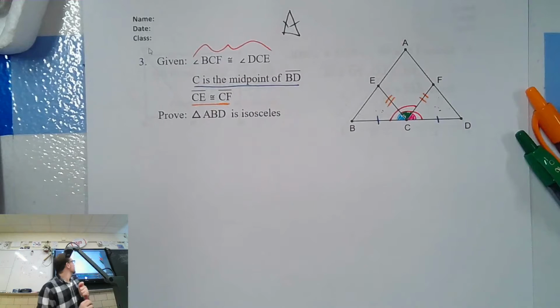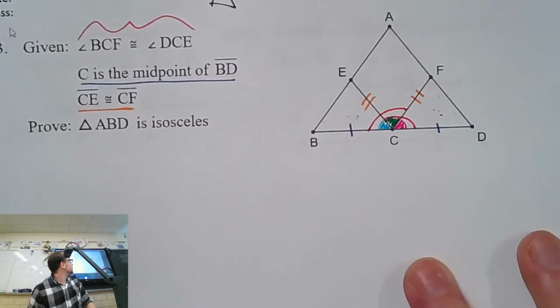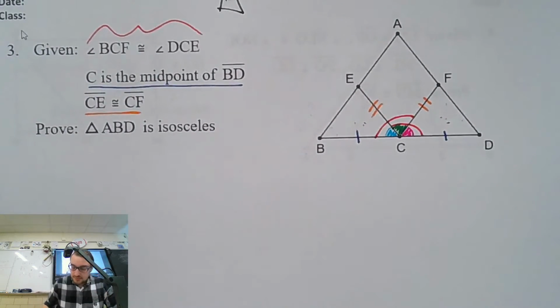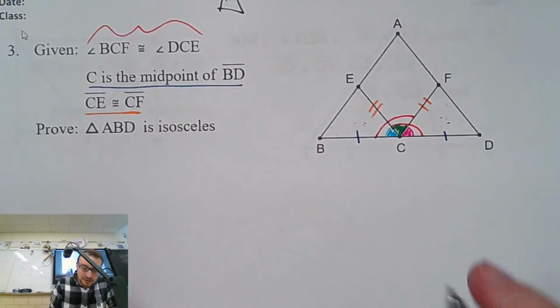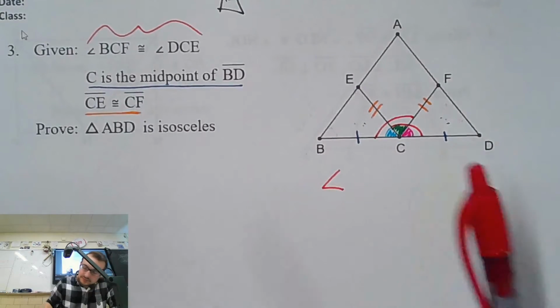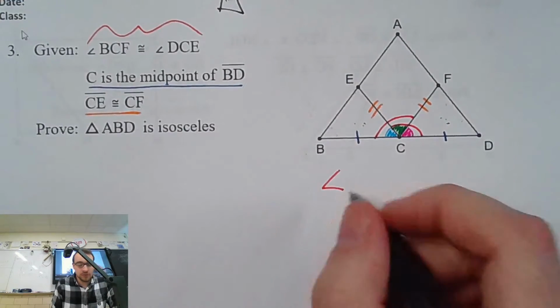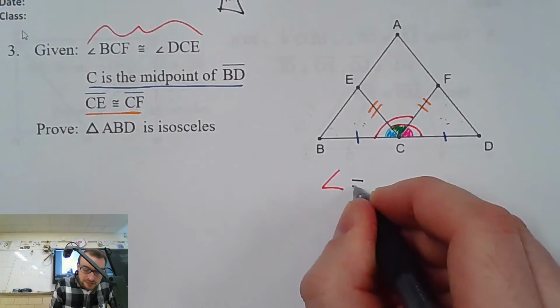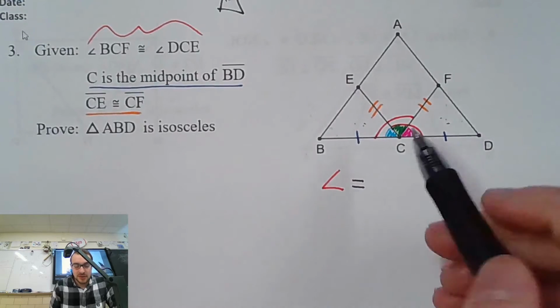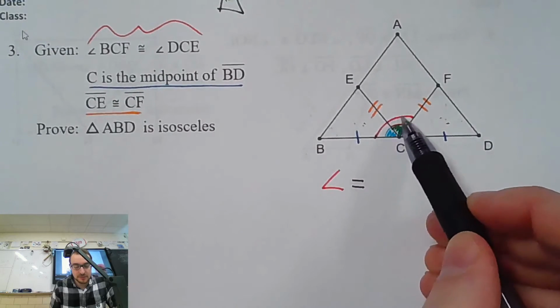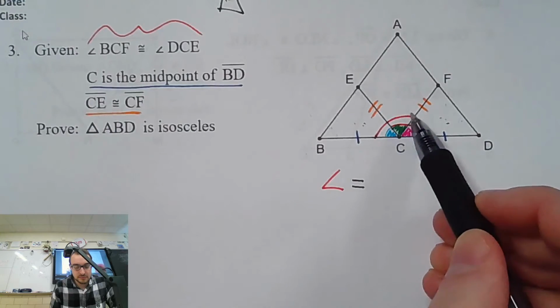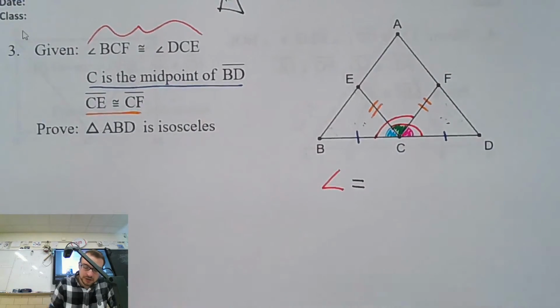Cool. So, here's my logic. You ready for this? No. The red angle, remember colors mean they're congruent, right? So if they're both red, they're both congruent. This red angle right here is made up of what two parts? Blue and green. A blue and a green angle.